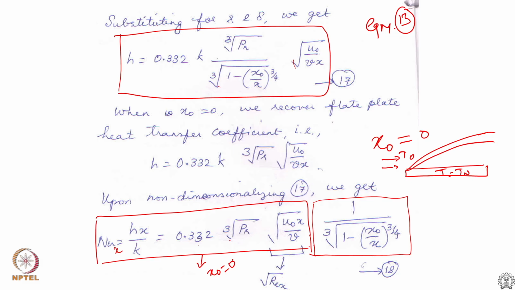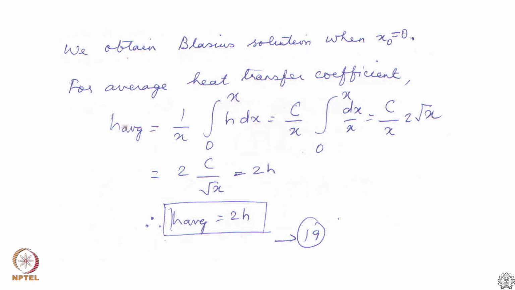So, this is the unheated starting length, and what we have achieved is that now we have an expression very similar to the expression where the boundary layer starts from the leading edge itself. However, you have a change, which is the cubic root of 1 minus x naught divided by x raised to the power 3 by 4.